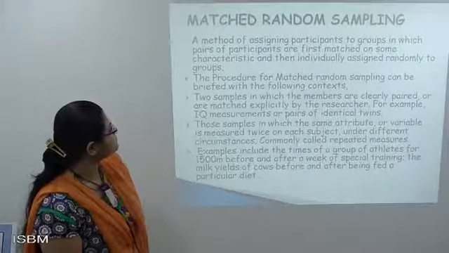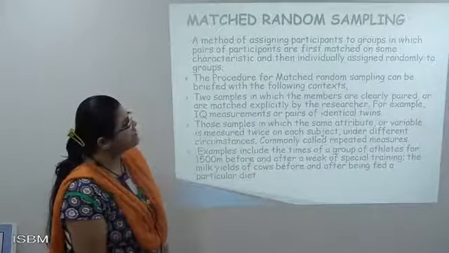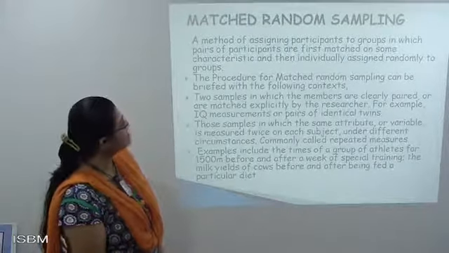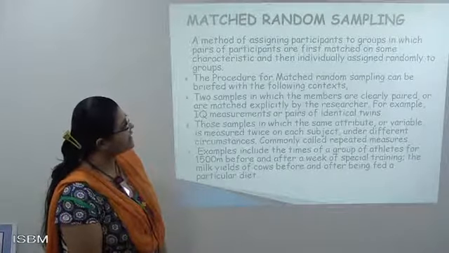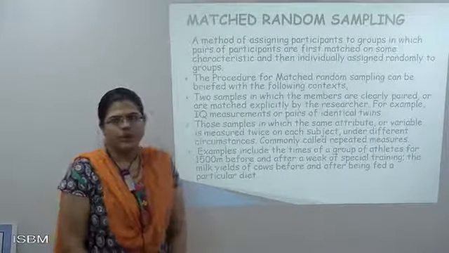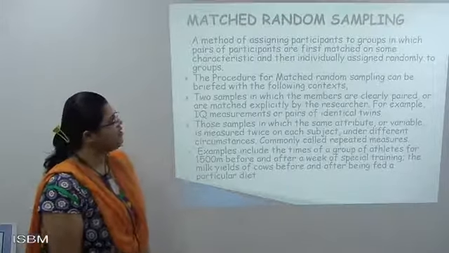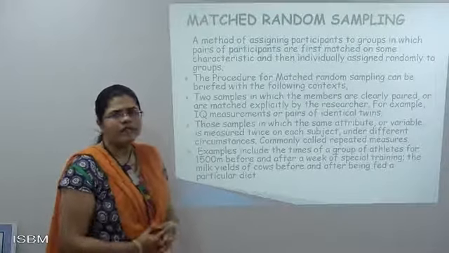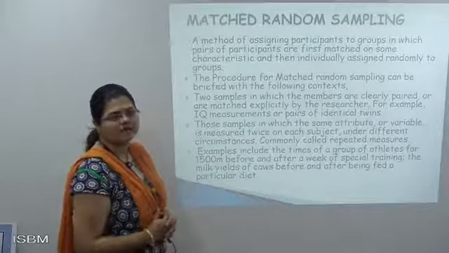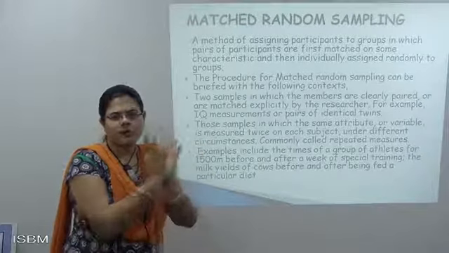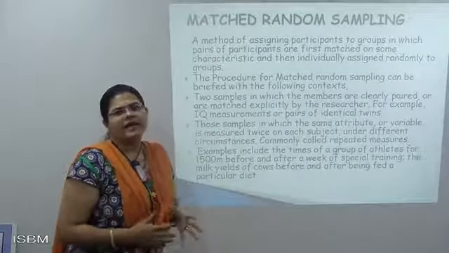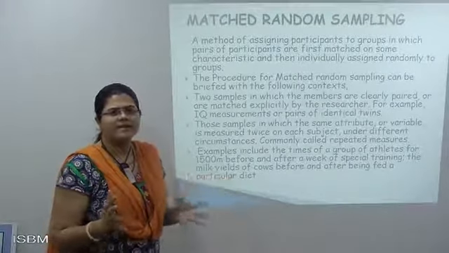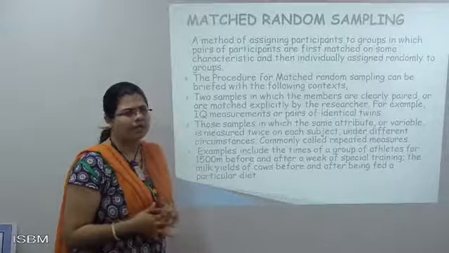Now see, it is a method of assigning participants to groups in which pairs of participants are first matched on some characteristic, and then individuals are assigned randomly to the group. Now first it is what? First match on some characteristics, and the individuals are assigned randomly to the group. Now here, if I want to get this type of details, these types of methods are there. So first, in one group I would just want to calculate any kind of people, and in the other group I want to just calculate any kind of people. So here I'm randomly mixing those people, and finally I'm getting information.